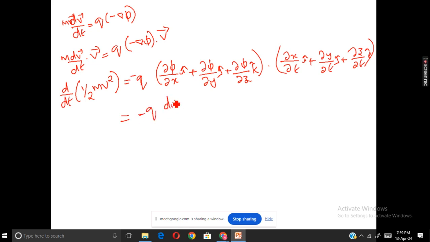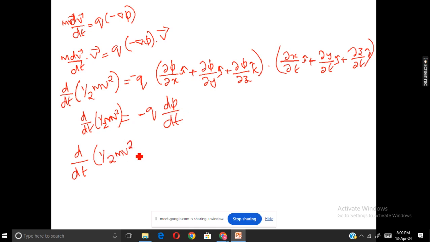minus q into d phi by d, which is dou phi by dou t i plus dou phi by dou t j plus dou phi by dou t k. It will become like this once you do the dot product. Dou x will be gone, so it will be dou phi by dou t. So minus q d phi by dt. If we take both on the left hand side, it will be d by dt of half mv square is equal to minus q d phi by dt.